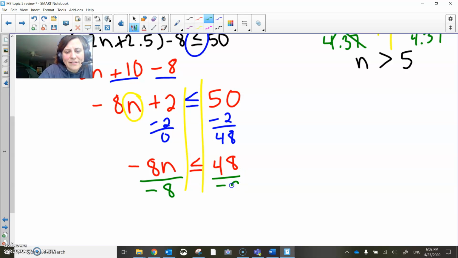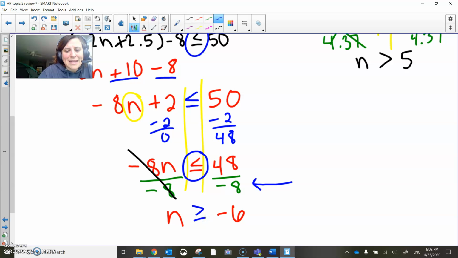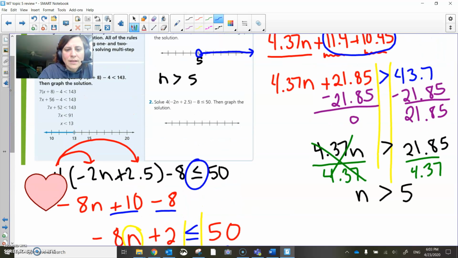Whatever you do to one side, you have to do to the other. Now, I know that 48 divided by negative 8, a positive divided by a negative, is a negative. 48 divided by 8 is 6. Over on the other side, I know that these guys cancel out to positive 1. So n is all by itself. And the most important thing is that we just divided by a negative. And when you divide by a negative, this sign needs to flip. So n is greater than or equal to negative 6.